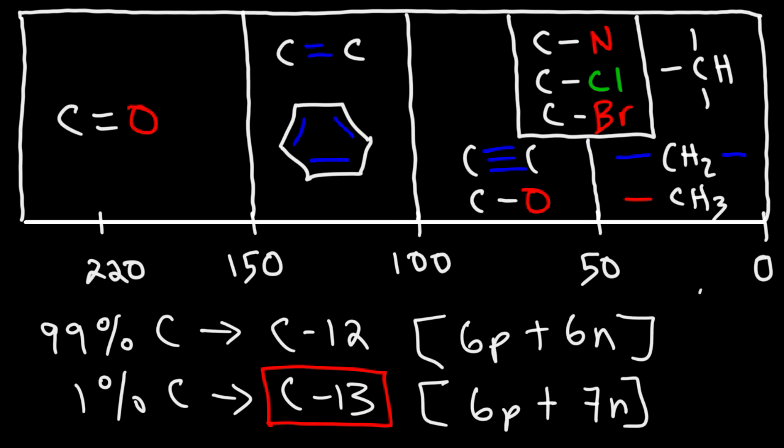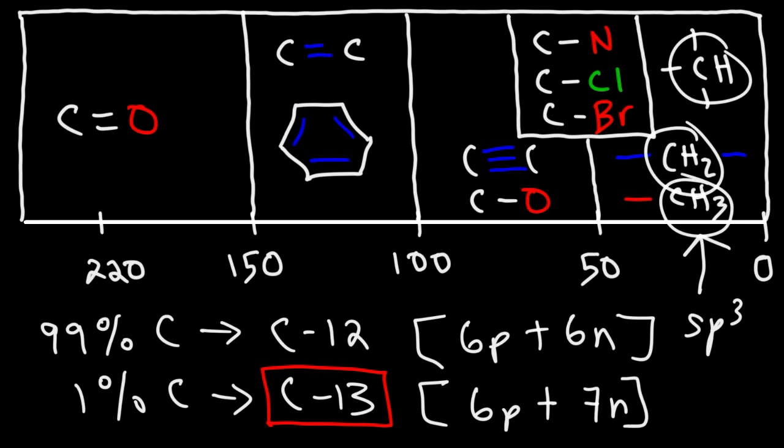Now, finally, on the right, we have the sp3 carbons, which exist between 0 and 50. So you have the methyl groups, the methylene groups, and the methine group. They will show up in that range. So now let's work on some examples.